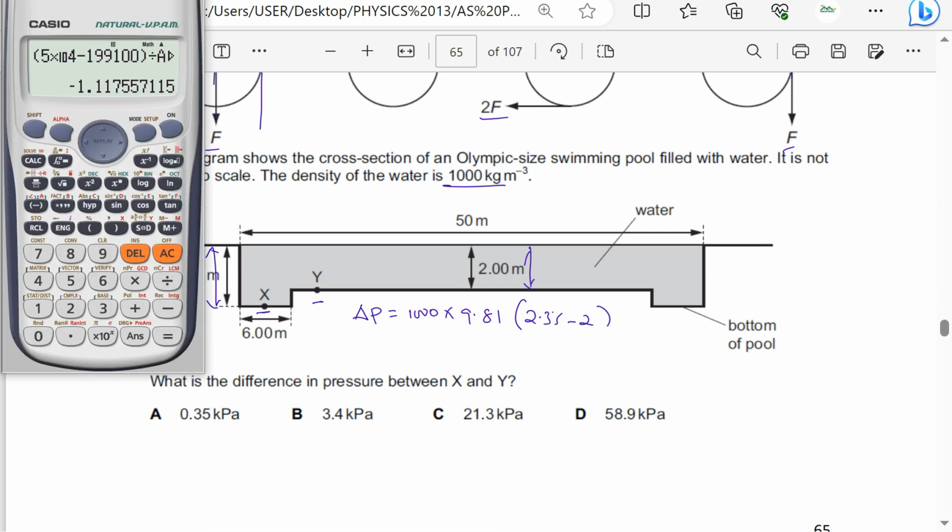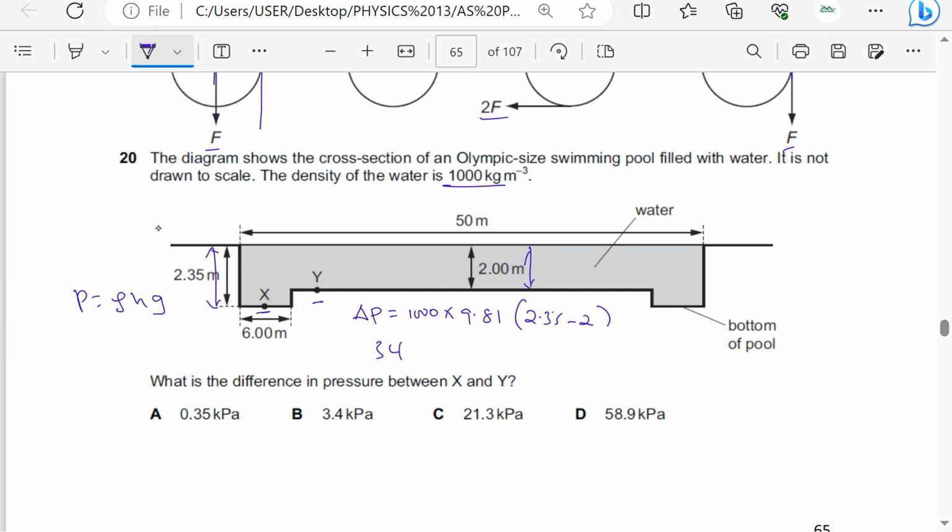So I'll just press my calculator, 1000 times 9.81 times (2.35 minus 2), that is 0.35. So this gives us 3433.5, approximately 3433.5. This is approximately 3.4 kilopascals. So the answer is going to be B.